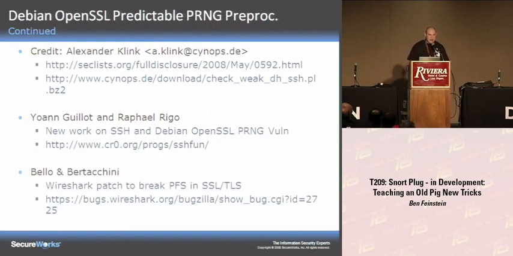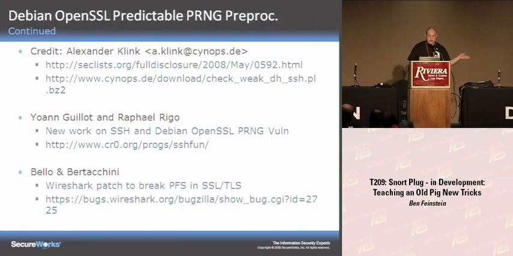So I've got to give props to the people that really came up with this stuff. I mentioned Bello and Bertoncini, and they're speaking tomorrow afternoon. This fellow, Alexander Klink, who's at Synops GmbH over in Germany, had posted a proof of concept Perl script to Full Disclosure, and I have a link to the actual script right there. Basically, it's a Perl proof of concept that's using GNU multiple precision libraries to attempt to brute force the SSH Diffie-Hellman key exchange.